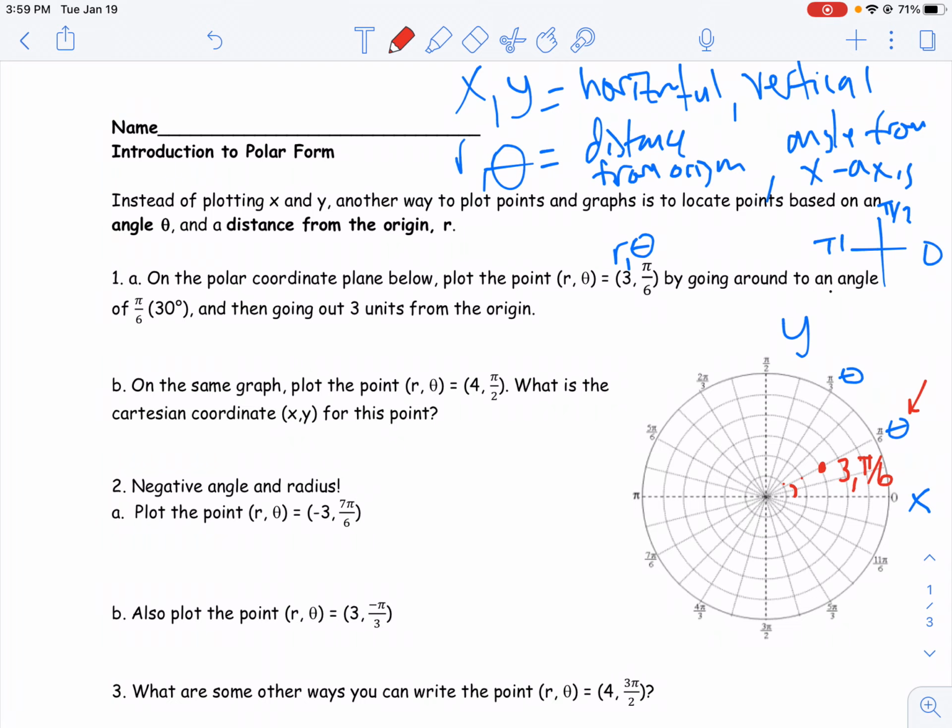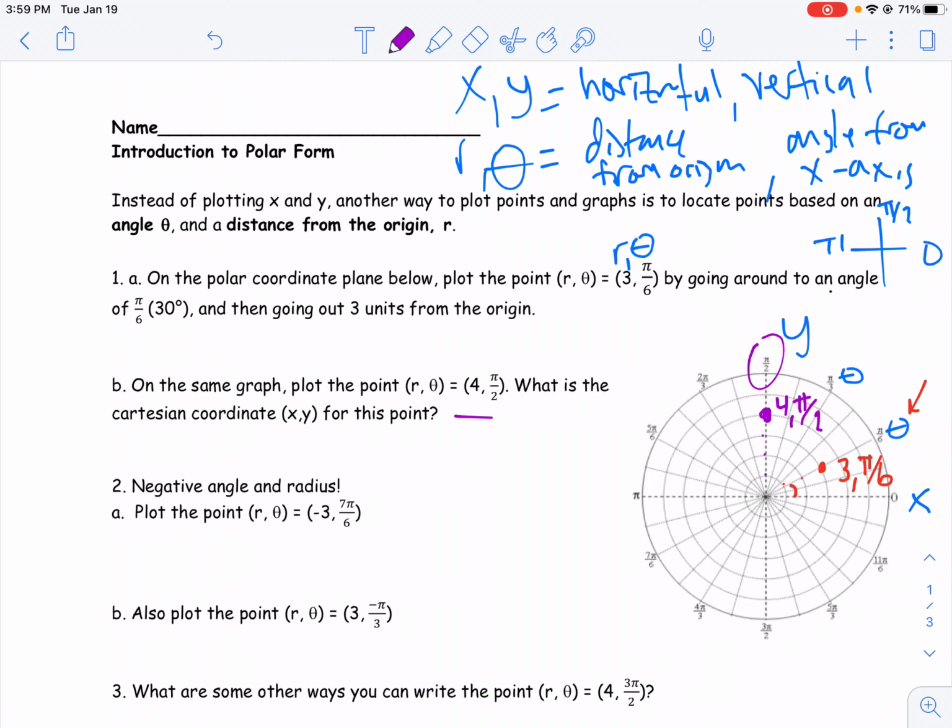Okay, so what if we have the point 4 comma pi over 2? This is saying let's first go to the angle pi over 2, which of course is up here, and let's go out 1, 2, 3, 4. Okay, so that's the point 4 comma pi over 2.